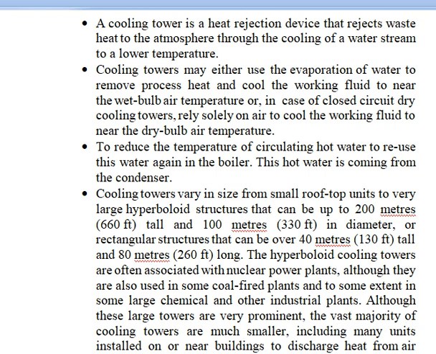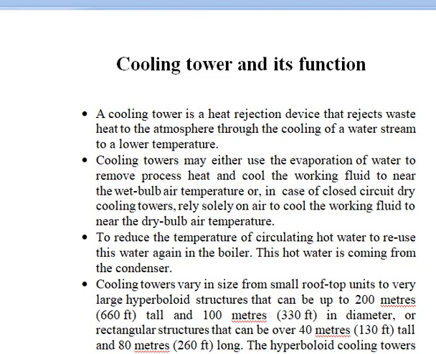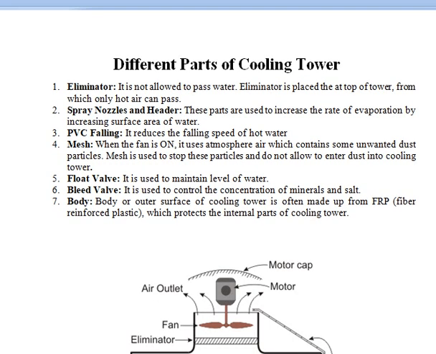dimensions. Although the large towers are very prominent, the vast majority of cooling towers are much smaller, including many units installed near buildings to discharge the heat from the air conditioner. This is the cooling tower, a heat rejection device. Heat rejection takes place in this device, therefore the cooling tower is the main component in which heat rejection takes place. The next slide will discuss the different components of the cooling tower.